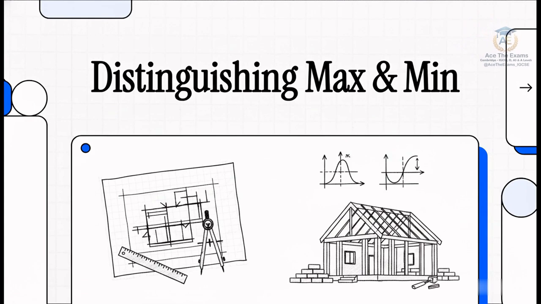Look, we are going to tackle one of the most notoriously tricky yet absolutely critical topics in the Cambridge IGCSE Additional Mathematics syllabus, specifically code 0606. But frankly, this applies across the board, whether you're looking at 0580, 4024, or 4037. We're looking at exactly how to distinguish between maximum and minimum stationary points.